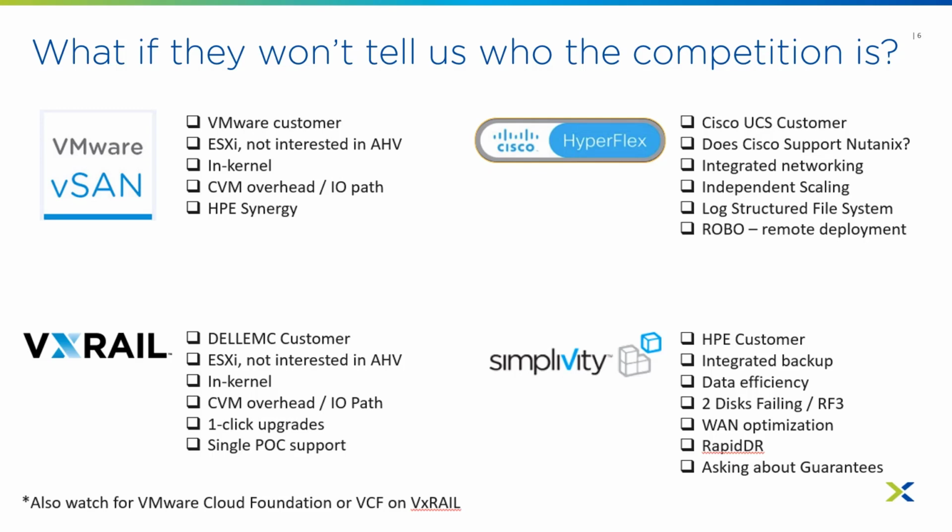Now, if you have any kind of objections around, does Cisco support Nutanix? What is our story around integrated networking? Can we independently scale compute and storage resources? Anything around modern log structured file systems or being able to automatically deploy remote systems? Those are all indications that you might be up against HyperFlex, because that's part of the core messaging and part of the stuff that they feed customers to ask us questions and object.